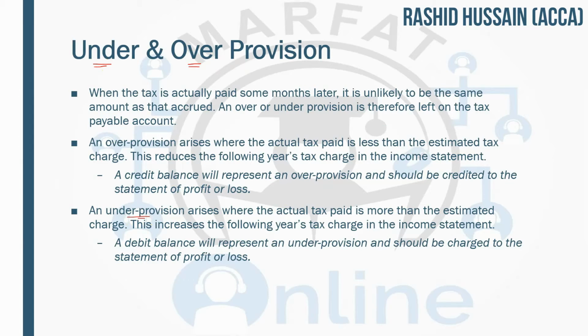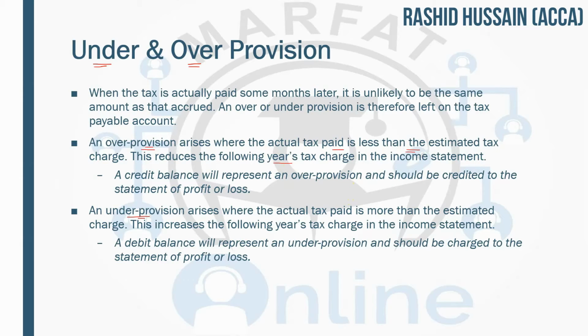Now what should be the treatment? You are going to increase the current year tax charge. The over provision is simply the opposite. Over provision means that you have booked more tax. You should have booked less tax. Now how to treat this over provision? You are going to reduce the current year tax charge. So an over provision arises where the actual tax paid is less than the estimated tax. This reduces the following year tax charge in the statement of profit or loss.